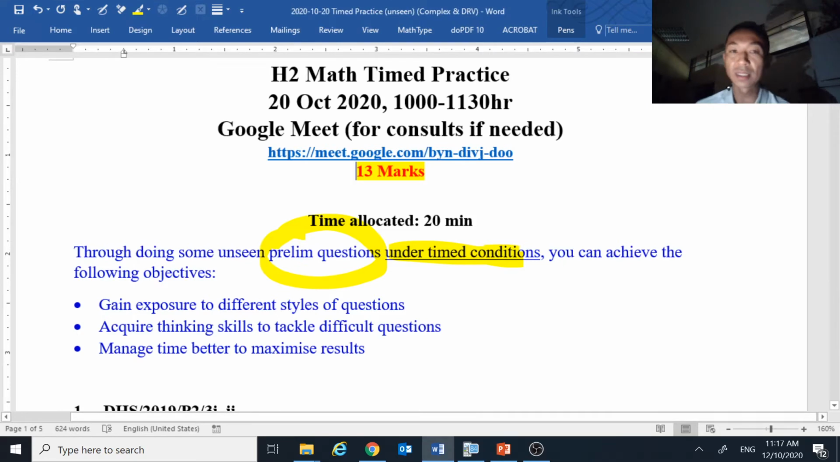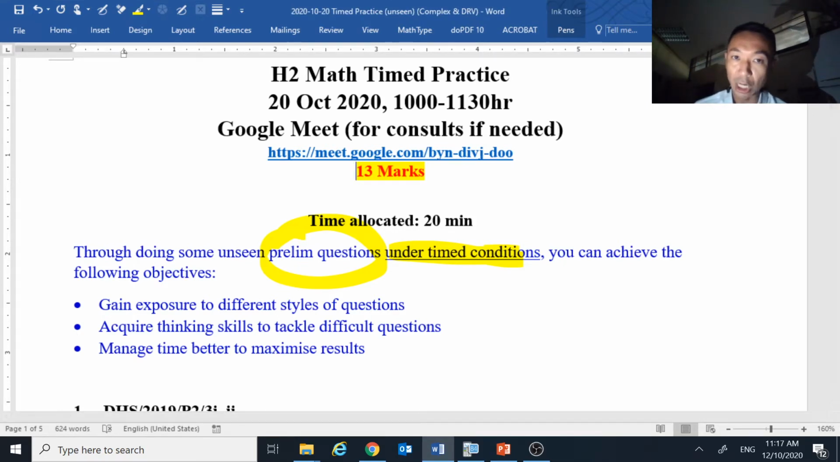Hello everyone, let's start. I'm recording this on a Monday when it's a blackout in VJ, when you're having a mock GP paper. So that's why you see me like that, but I think you can still see me, that's fine. So, we shall start. This is about time practice.